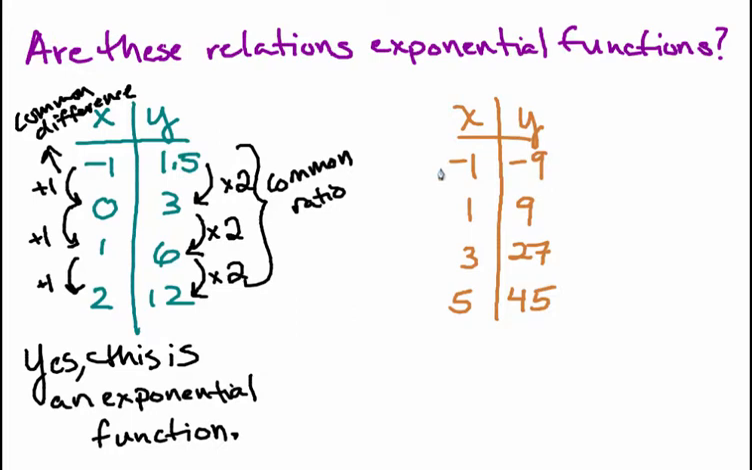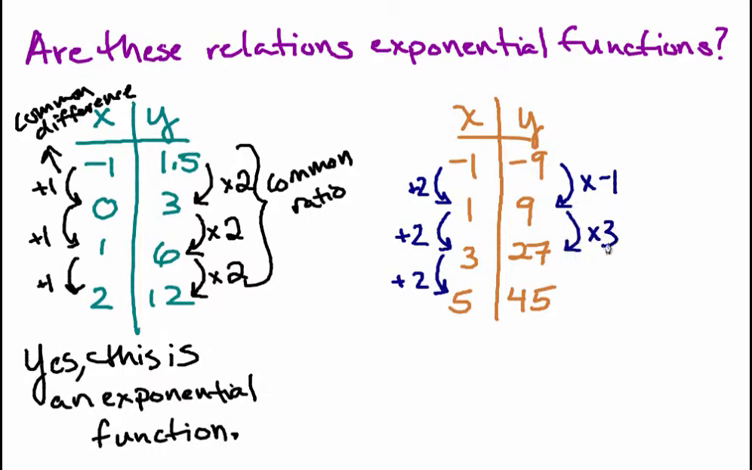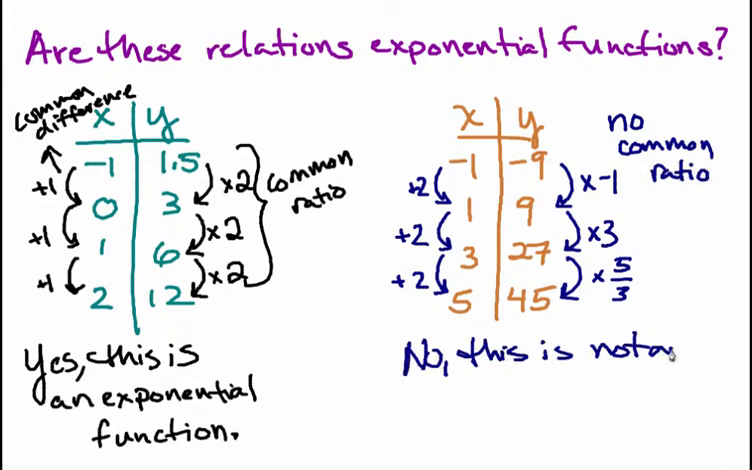So for the one on the right, we need to check to see if there is a common difference. From -1 to 1, I would add 2. From 1 to 3, I would add 2. And from 3 to 5, I would also add 2. So good. We're starting with a common difference here on the left. So we need to check for a common ratio on the right. -9 to 9, I would have to multiply by -1. From 9 to 27, I'd have to multiply by 3. And from 27 to 45, I would need to multiply by 5/3. Well, clearly there isn't a common ratio here. So there is no common ratio in this case corresponding to that common difference for the x values. So no, this is not an exponential function.